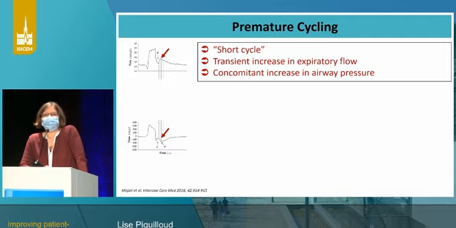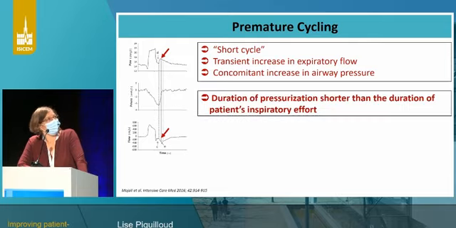And what is premature cycling? Premature cycling is a short cycle. Pressurization time is shorter than the neural inspiratory time of the patient. You can see them on the ventilator screen because they are very short, and if you look very carefully on the curve, you also can observe those abnormalities in the shape that is suggestive of premature cyclings.